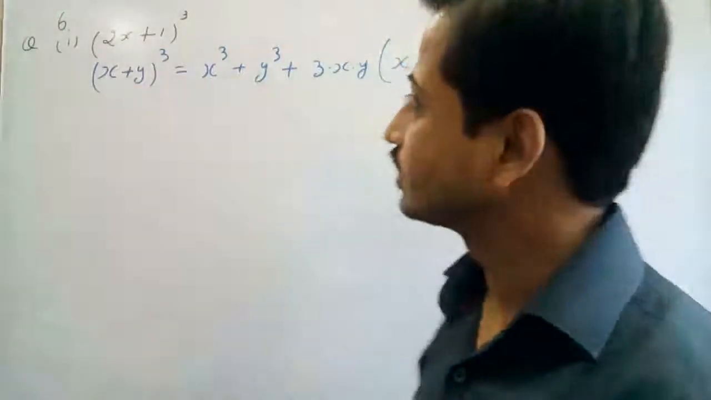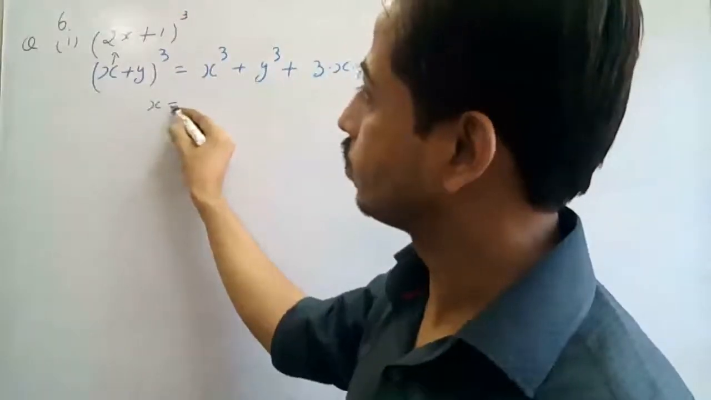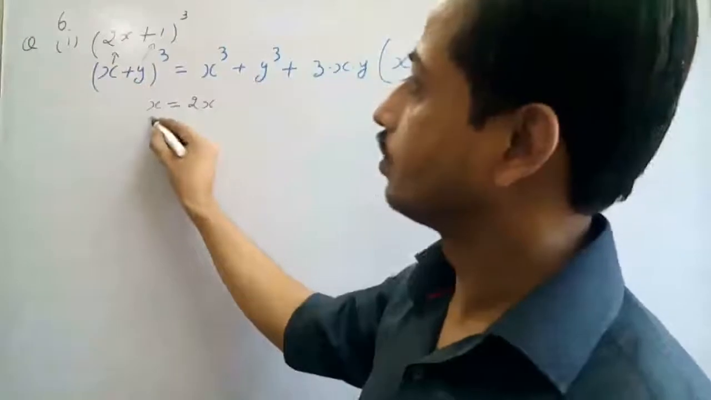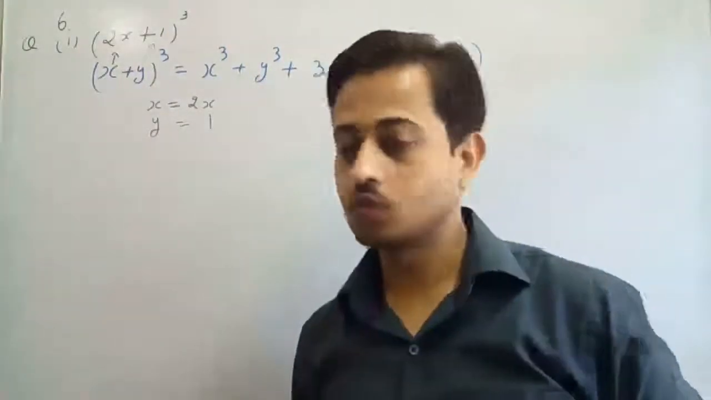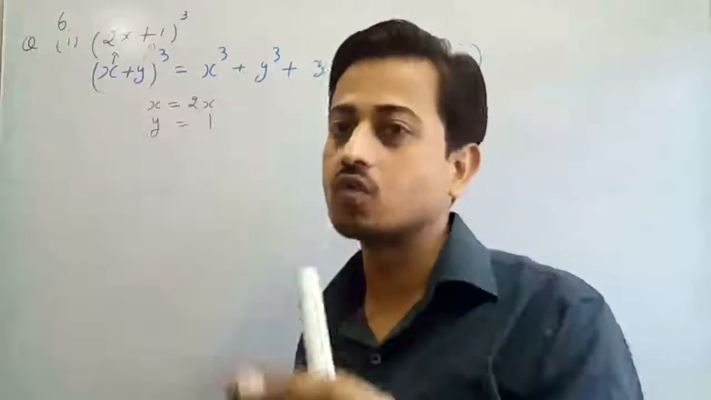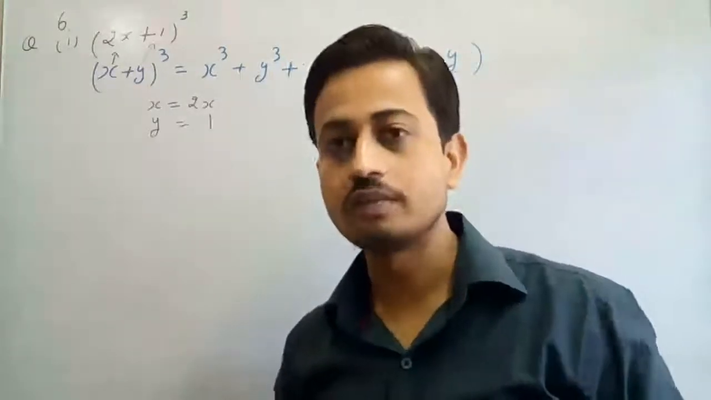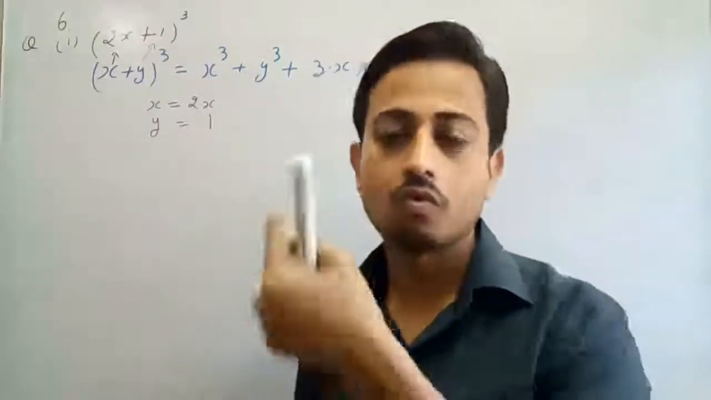Now do comparison. If you compare, you get x is equal to 2x, and comparing the second term, y is what? y is 1. So you have to just put x is equal to 2x and y is equal to 1. Then the question becomes very easy and you can do it very fast. So do it yourself.